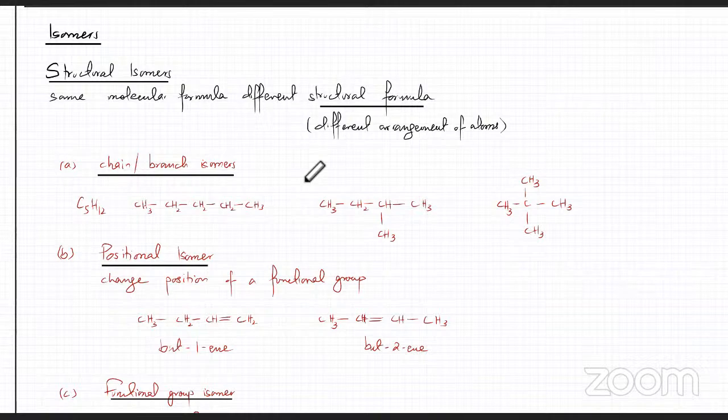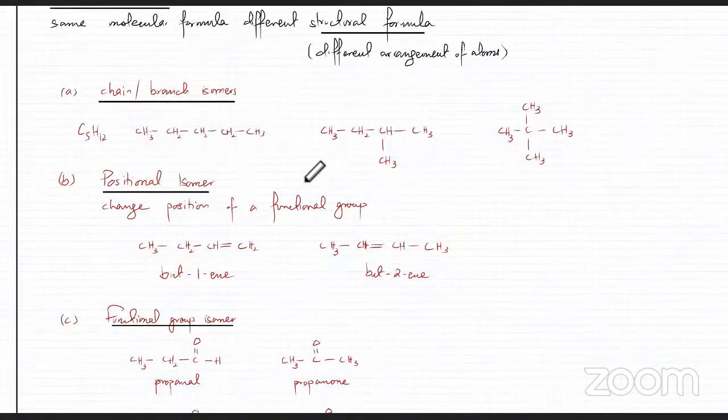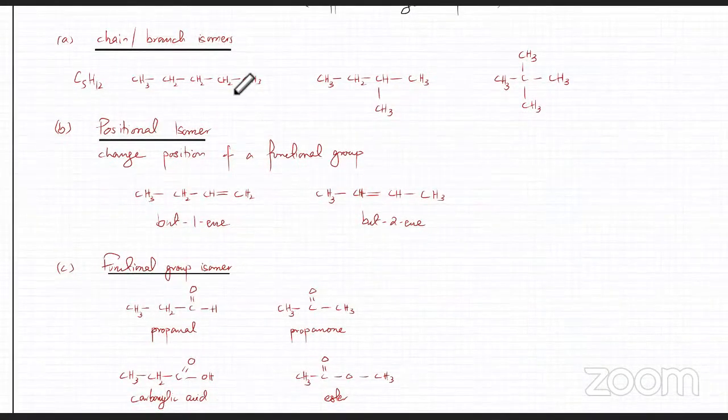So the first one is chain or branch isomers, where you change the carbon branches. That's your chain isomer. Positional isomers are where you change the position of a certain group. Functional group isomers are when you change the functional group altogether.